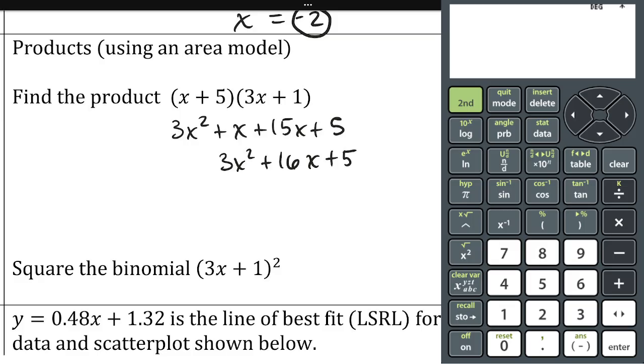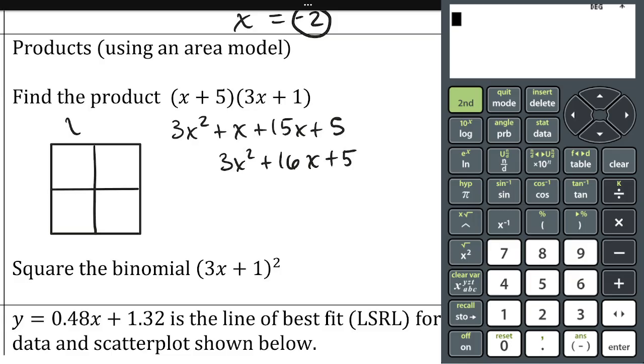But in the meantime, when we're figuring out what we're doing, and certainly to organize our work, we can use what's called a generic area model. This is a binomial times binomial. So I'm going to make a 2x2 grid. And in this grid, across the top, I'm going to represent the length and the width of a multiplication problem. So across the top, I'm going to place an x and then a positive 5. And then down the side, I'm going to write a 3x and a 1.